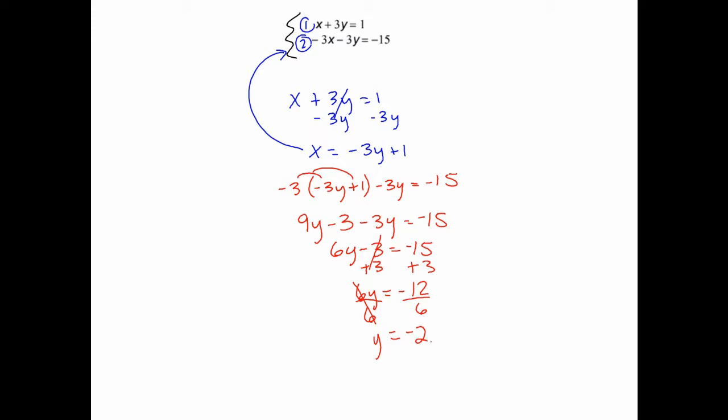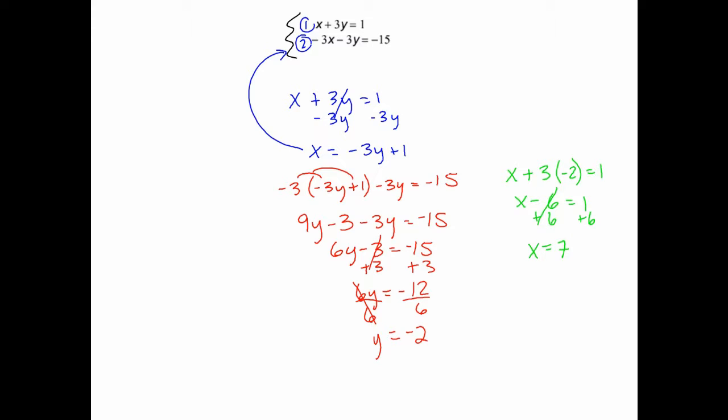Now I know what y is, so take y and plug it back in. It doesn't really matter; you can plug it into your first or into your second. Let's just plug it into the first one. So my next step is x plus 3, well, we know what y is, it's negative 2, equals 1. So x minus 6 equals 1. Add 6, x equals 7.